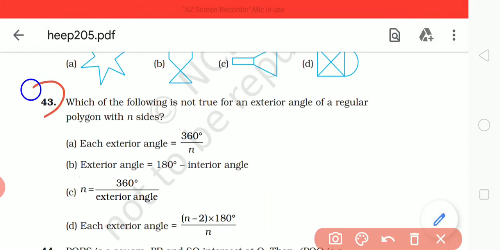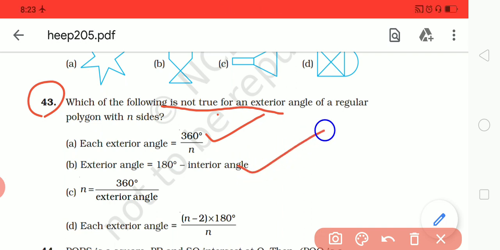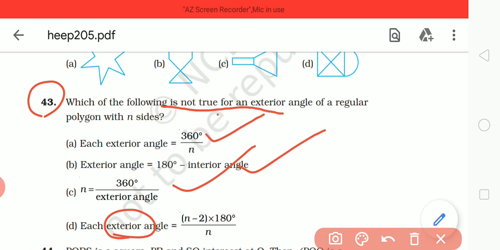Come to question number 43. Which of the following is not true for an exterior angle of the regular polygon of side n? Exterior angle is 180 minus interior angle, right? n equal to 360 by exterior angle, it is also right. Each exterior angle, no, it is interior angle, so this one is wrong.